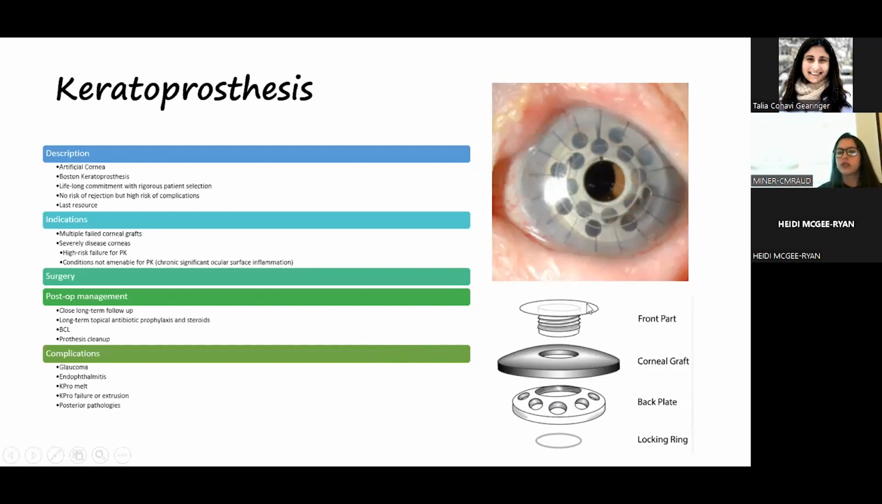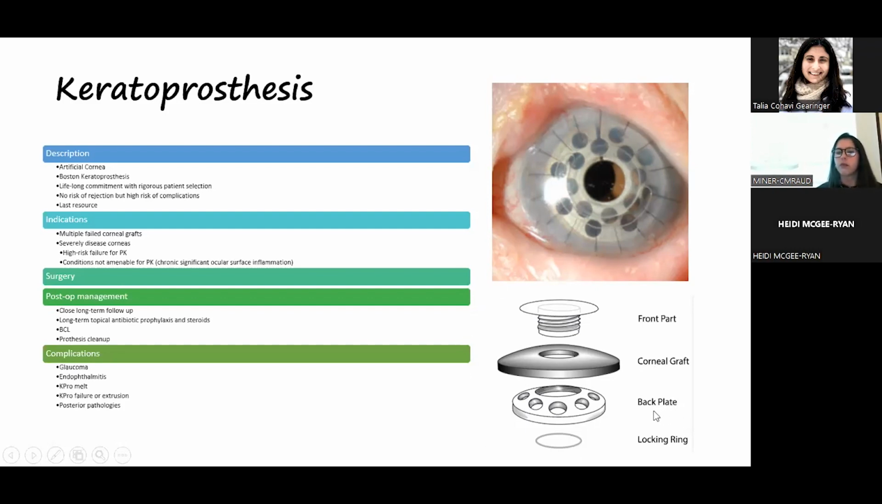And the prosthesis is built up of different parts that come together and create this artificial cornea. So we have a front part, or an optic, that gives that refractive power for the patient. Then we have a cornea graft. We usually use what we call an irradiated cornea tissue. So it's not a fresh tissue, and it's also placed in the prosthesis.